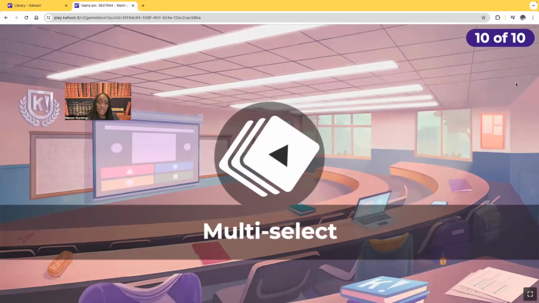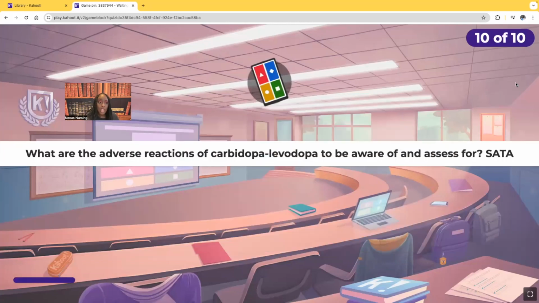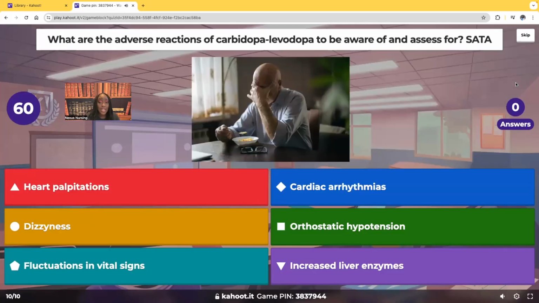Okay, last question. Select all that apply. What are the adverse reactions of carbidopa levodopa to be aware of and to assess for? So your patient with Parkinson's is on carbidopa levodopa. What are the adverse reactions we're going to watch out for? Here are your options: heart palpitations, cardiac arrhythmias, dizziness, orthostatic hypotension, fluctuations in vital signs, increased liver enzymes.